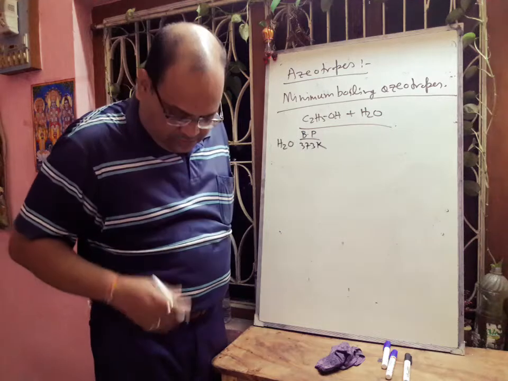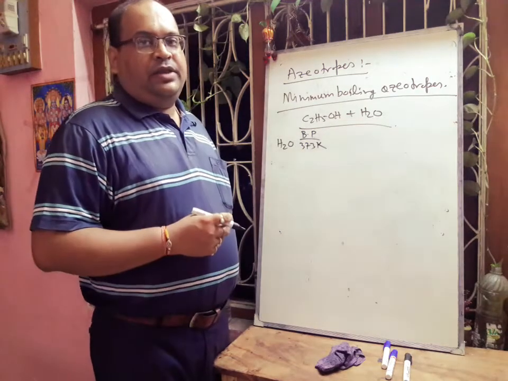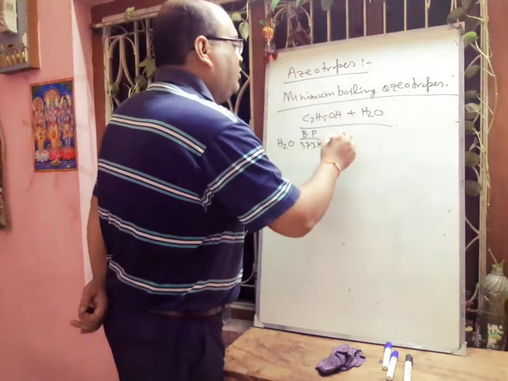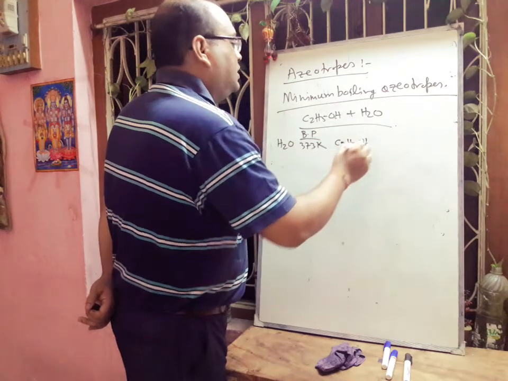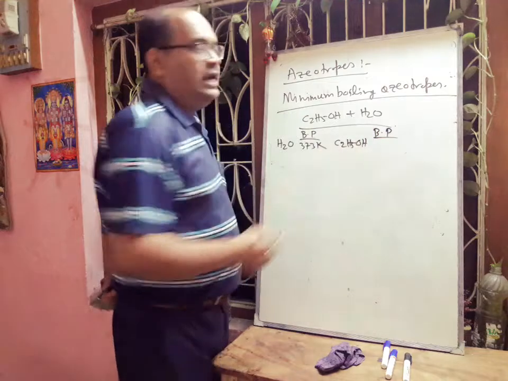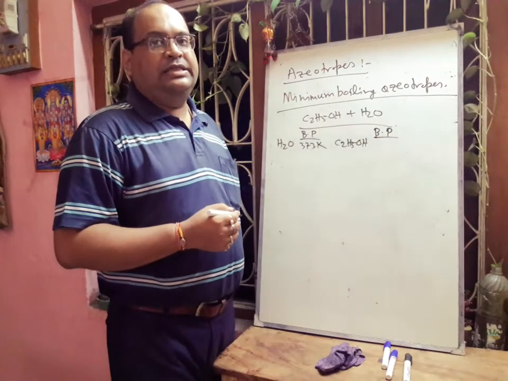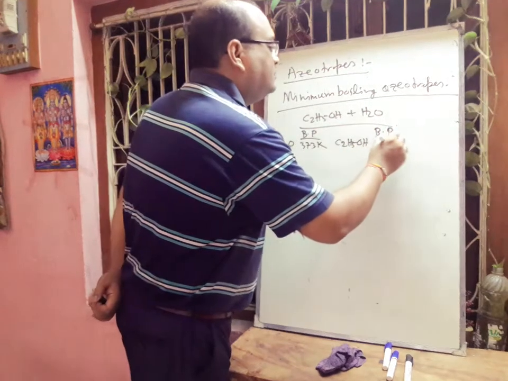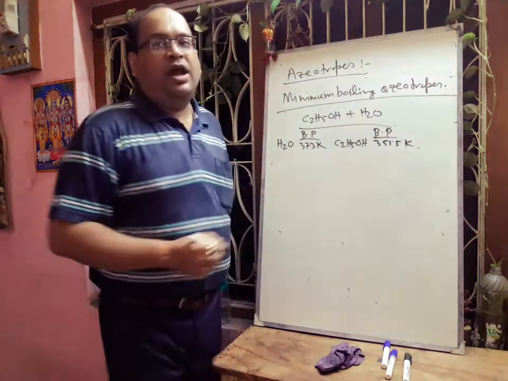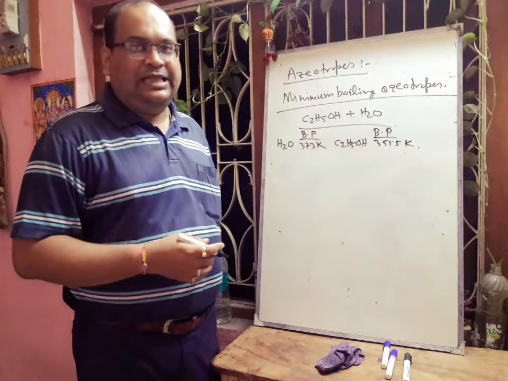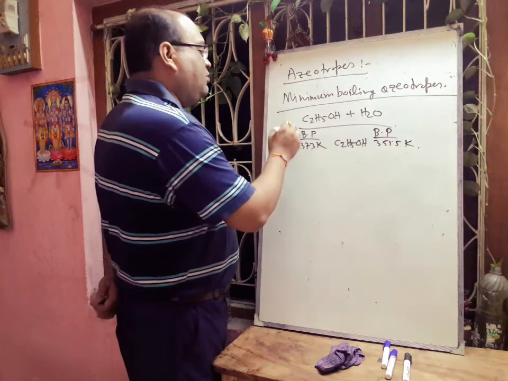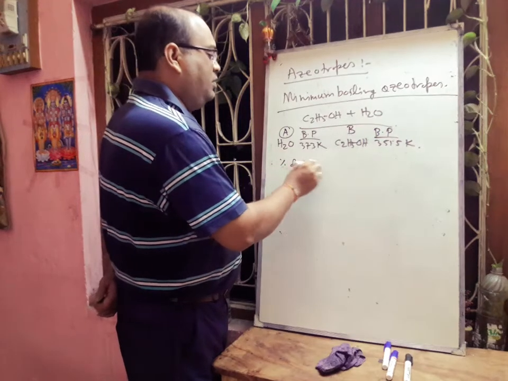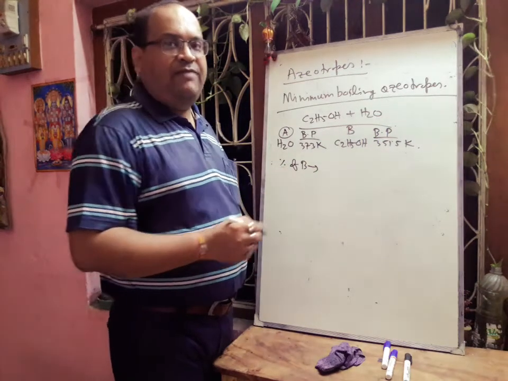Now, in case of component B, that means the other component, we are taking C2H5OH. What will be the boiling point of this ethanol? That will be 351.5 Kelvin. Now, if we mix these two, with A and B, then the percentage of B will be 95.57%.